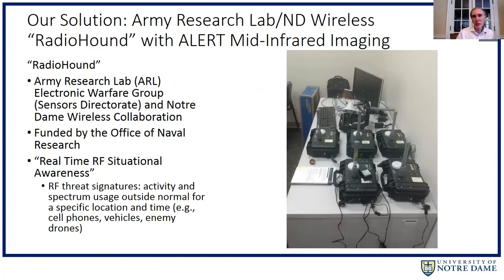So the solution that we chose is to combine the Army Research Lab Notre Dame wireless collaboration called Radiohound, which is this distributed RF sensing network, which already exists, with the technology ALERT developed around mid-infrared spectroscopic imaging. And so the first platform we'll talk about is what is this Radiohound network?